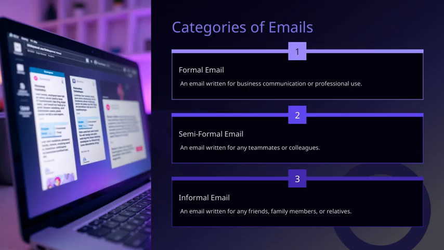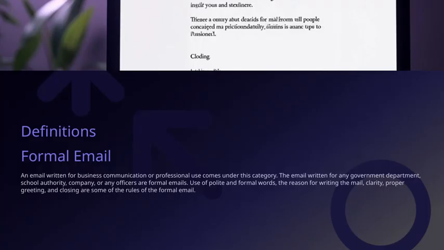It's often used for communicating with teammates or colleagues. Lastly, we have informal emails, which are usually sent to friends, family members, or relatives. These are more casual, friendly, and personalized. Understanding these categories helps us choose the right style for the right situation, ensuring our message is appropriate and effective. This classification connects to the broader theme of effective communication through emails, highlighting how tone and context shape our writing. Let's take a closer look at what we mean by formal emails.